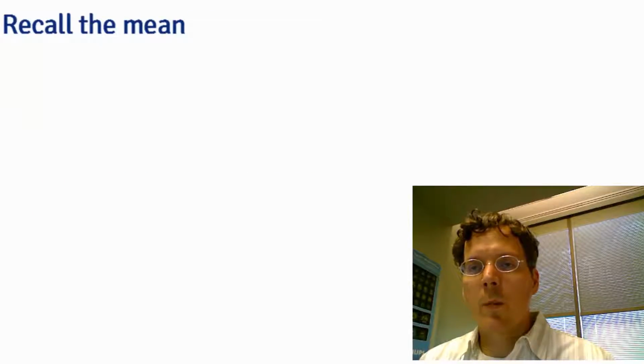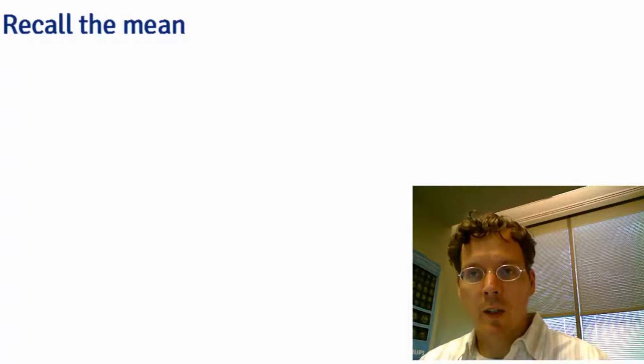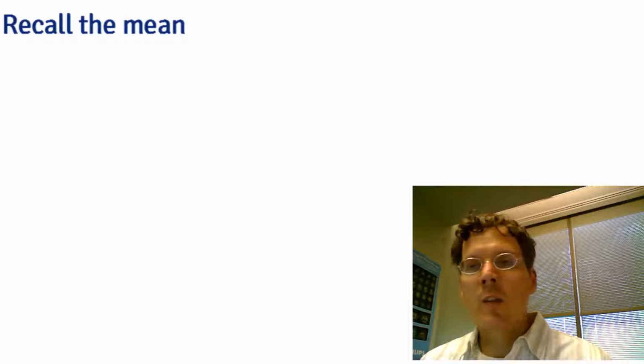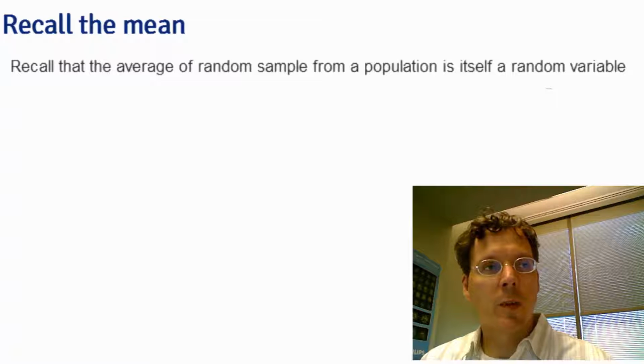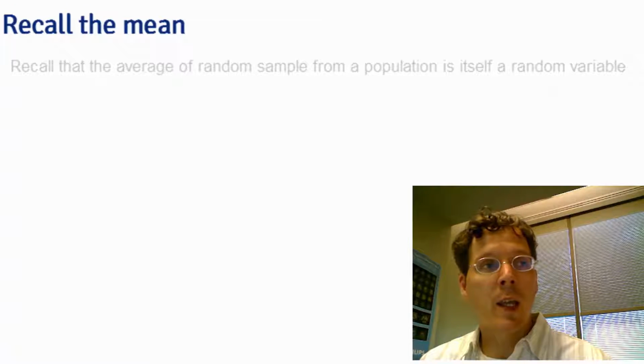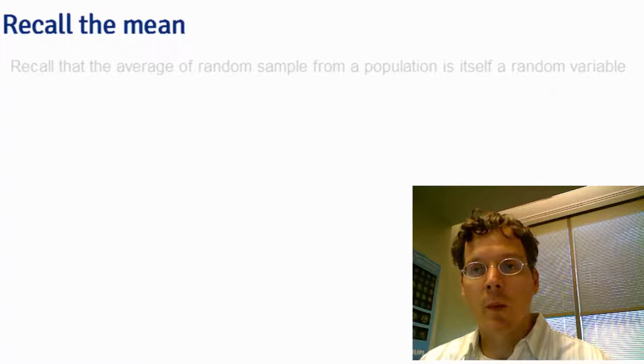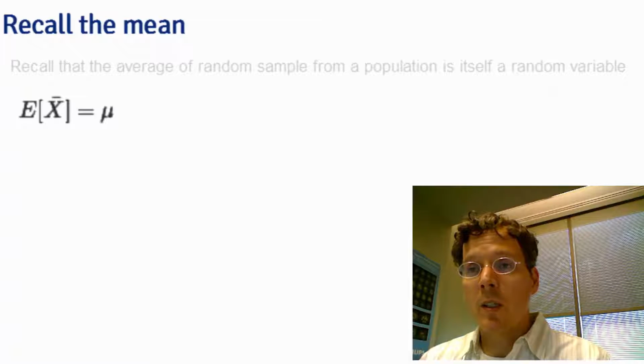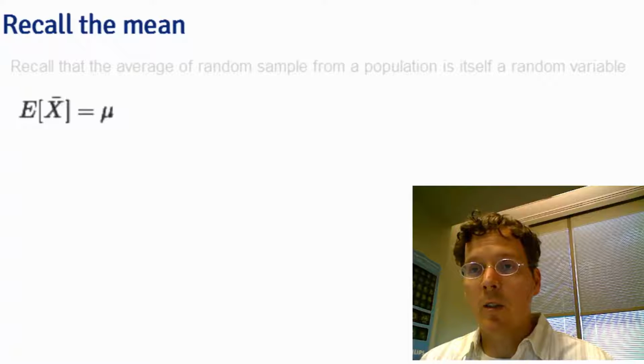So now we've talked a lot about variances and even touched a little bit on the distribution of sample variances. Now let's talk again about the distribution of sample means. Remember that the average of numbers sampled from a population is itself a random variable. It has its own population mean and population variance.